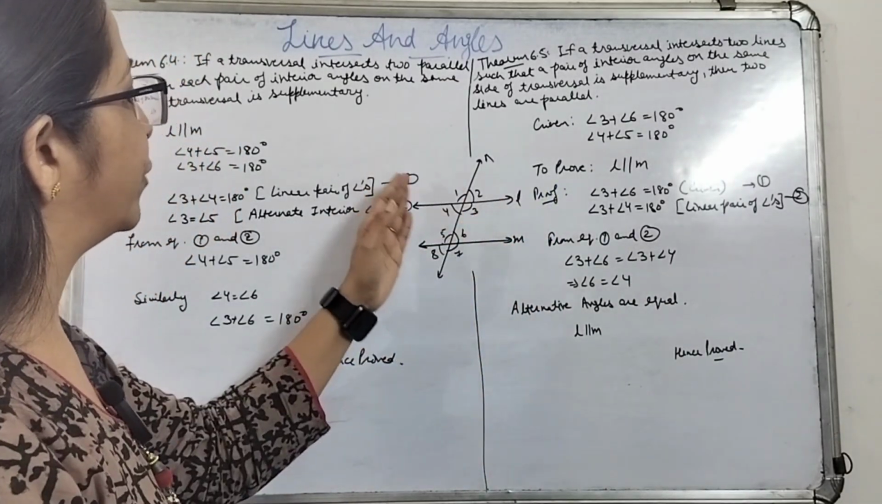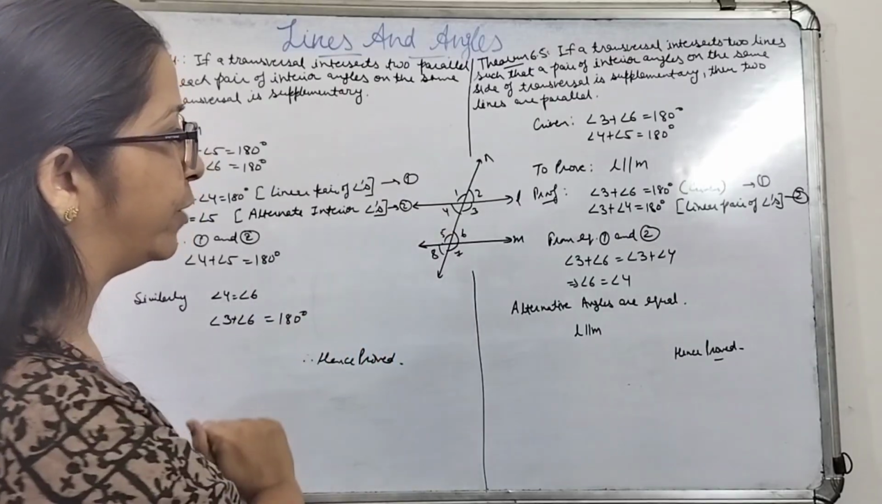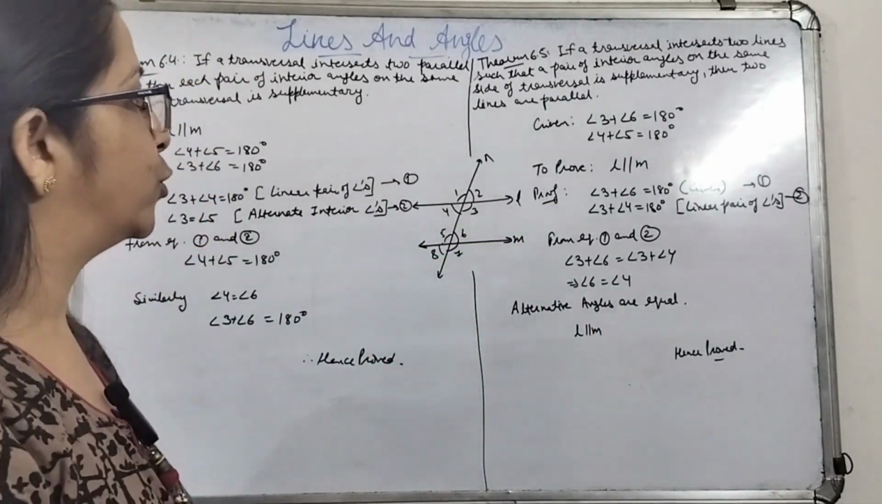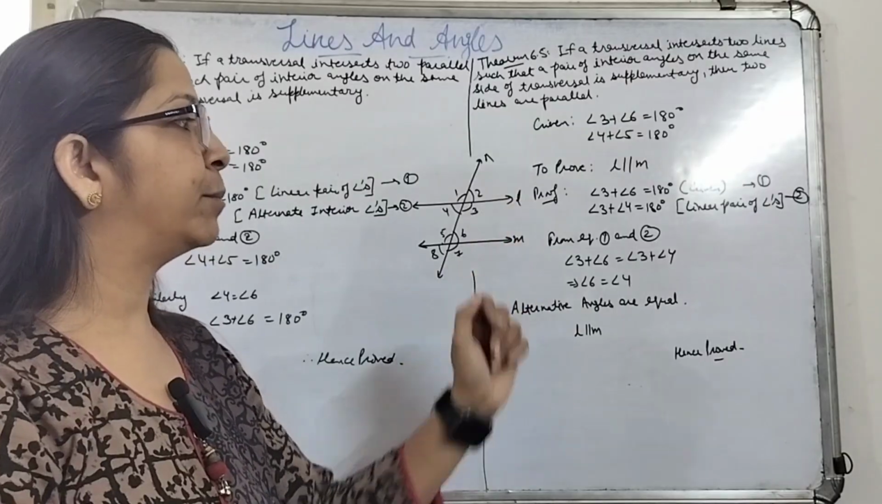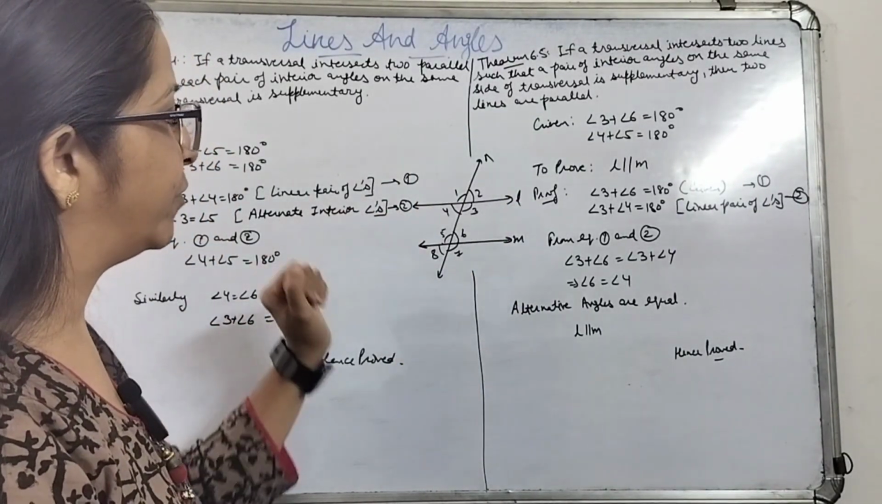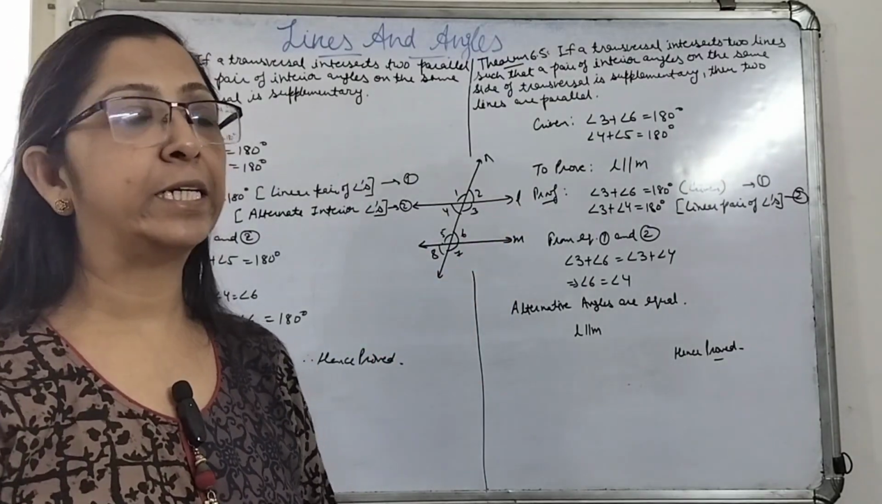Then the pair of interior angles on the same side of the transversal will be angle 4 and angle 5, and angle 3 and angle 6. That means we need to prove that if lines L and M are parallel to each other, then angle 4 plus angle 5 will be 180 degrees, and angle 3 plus angle 6 will be 180 degrees.